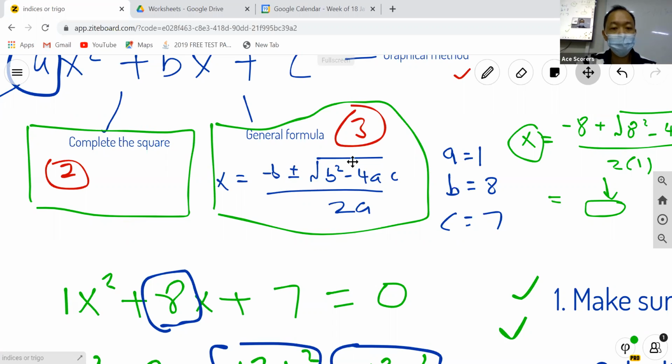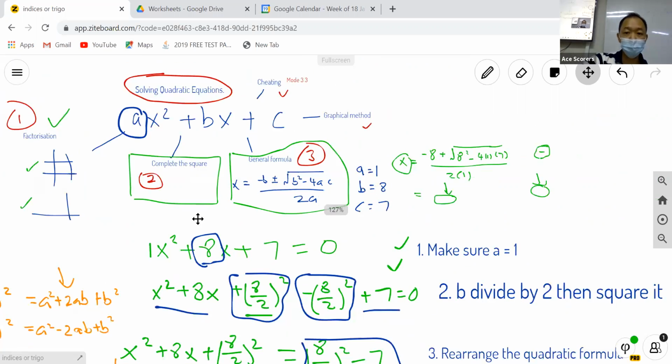Okay, you can copy this first. I'm not sure if I've given you the worksheet. If not, I'll go and print, right? So just copy this general formula, and I will give you the question in a while, okay? Copy? Okay, what is the question?